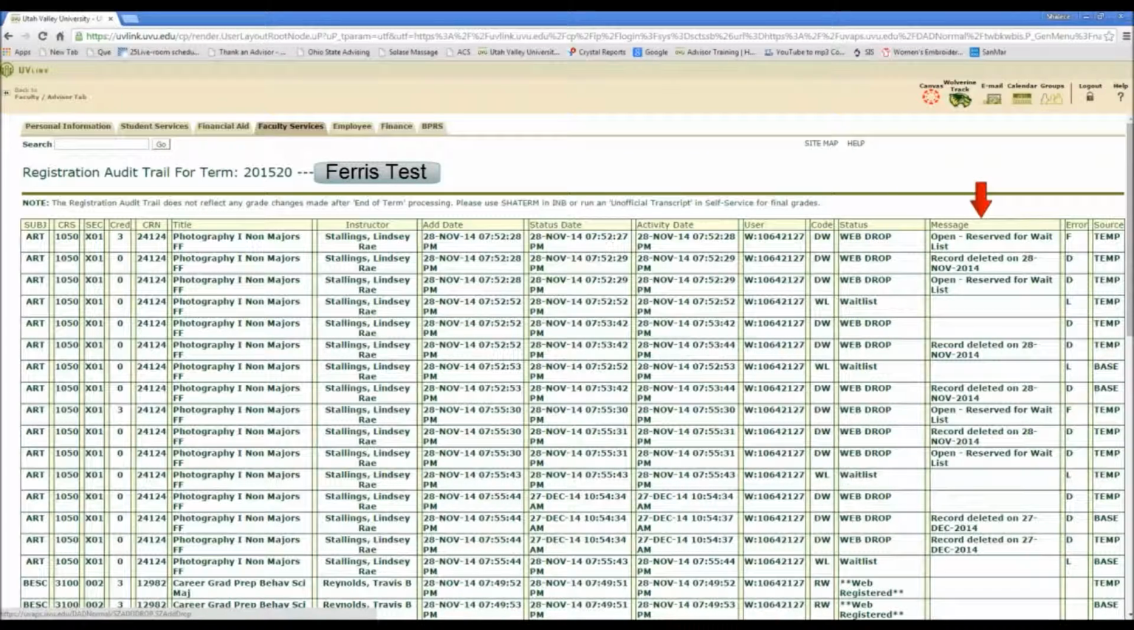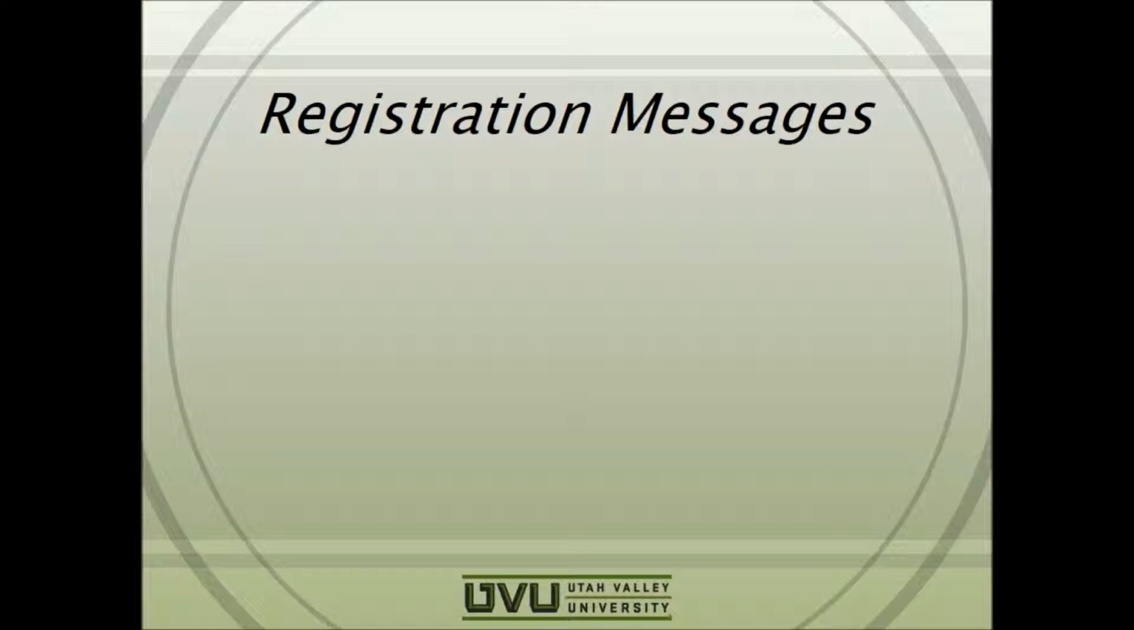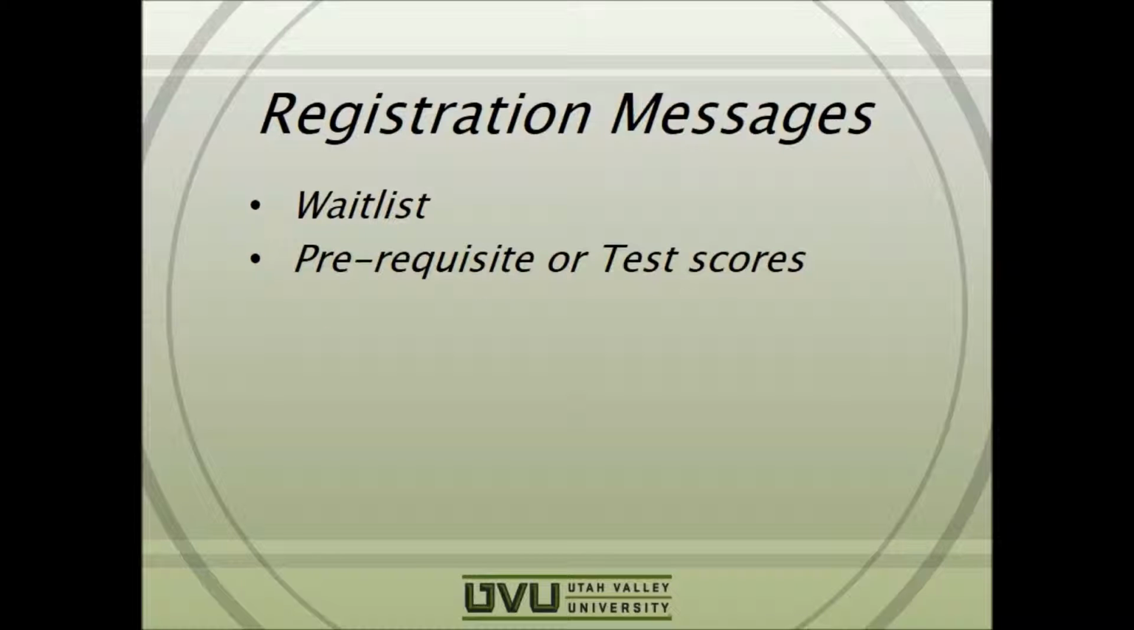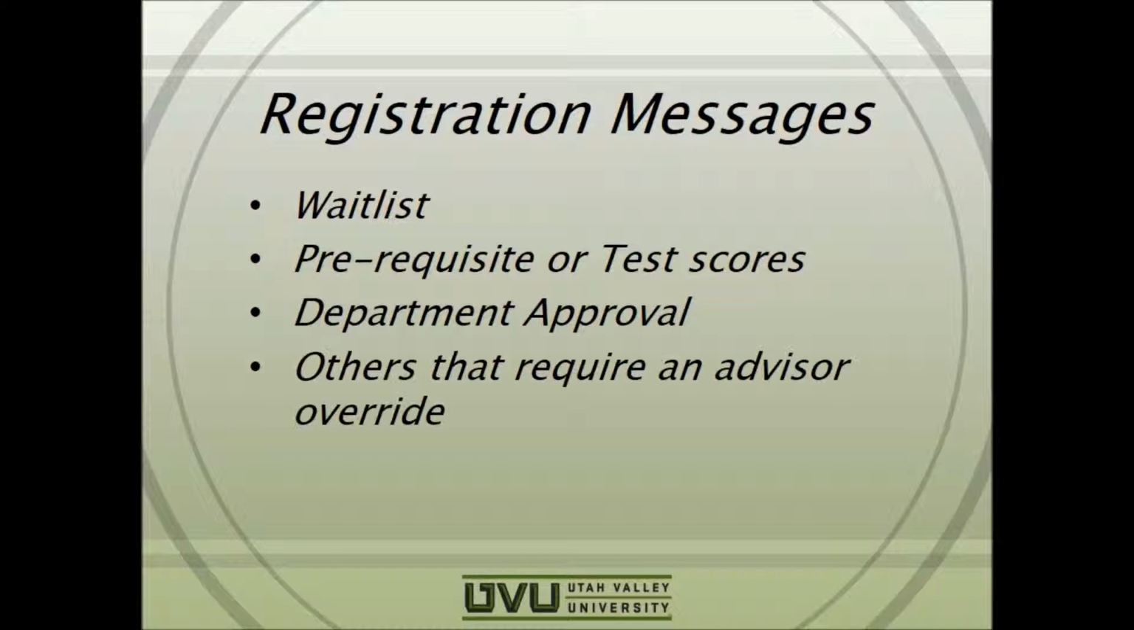The message column is probably the most important item in this table that you will want to pay attention to. The message will inform you if there was a problem with a student adding or dropping the class. Some problems that a student may encounter when trying to add a class are waitlist, prerequisite or test scores, departmental approval, and others that may require an override.